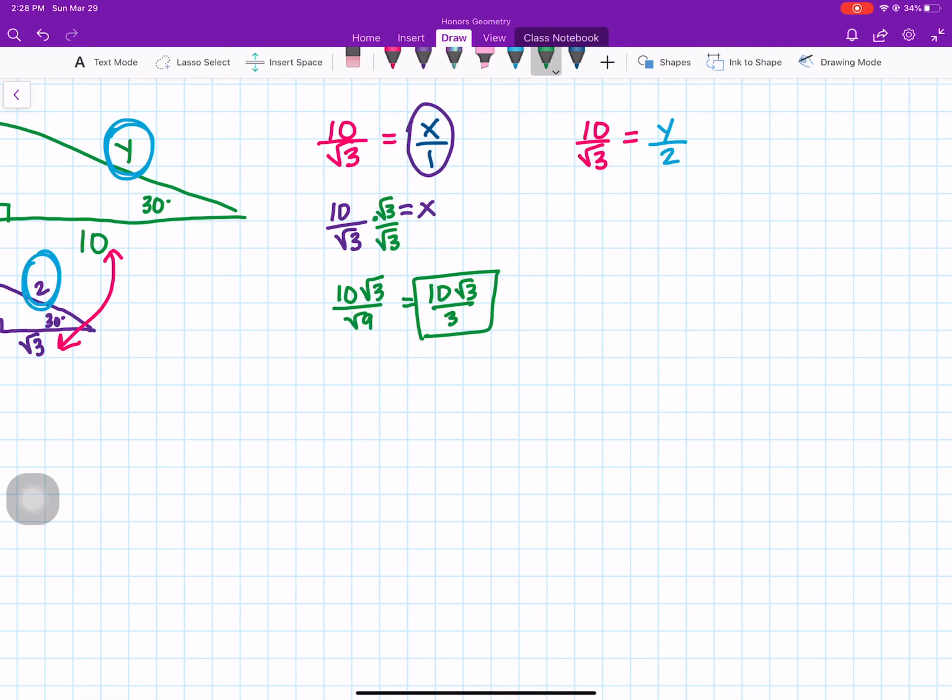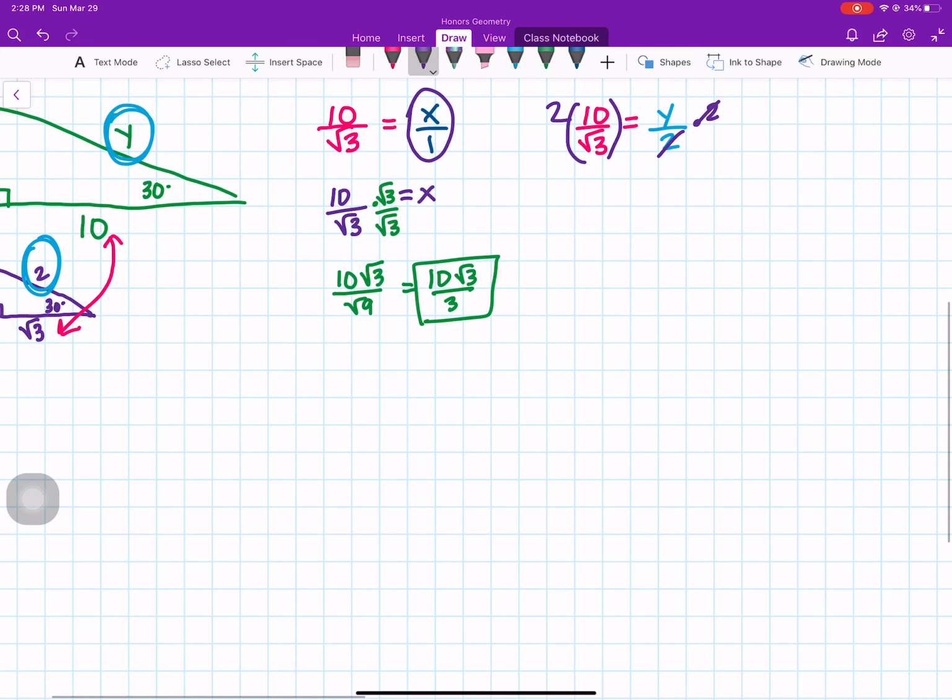The second proportion, you could solve by cross multiplying, or since it's just a y by itself on the top, if you just multiply both sides of the equation by 2, you will make the fractions cancel. So this is 20 over root 3, because remember it's 2 over 1.